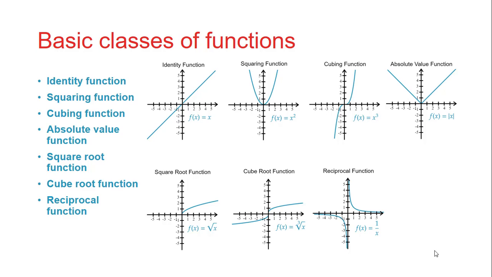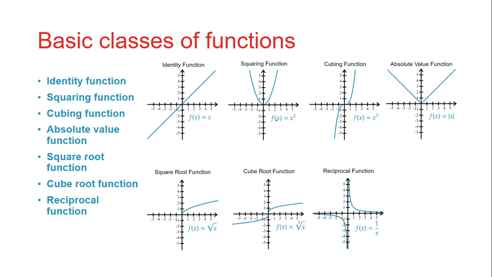The first of these is the identity function. It is the graph of y equals x. Remember that this is a linear function whose slope is 1 and the y-intercept is 0. So it goes through the origin with the up 1 over 1 for the slope.